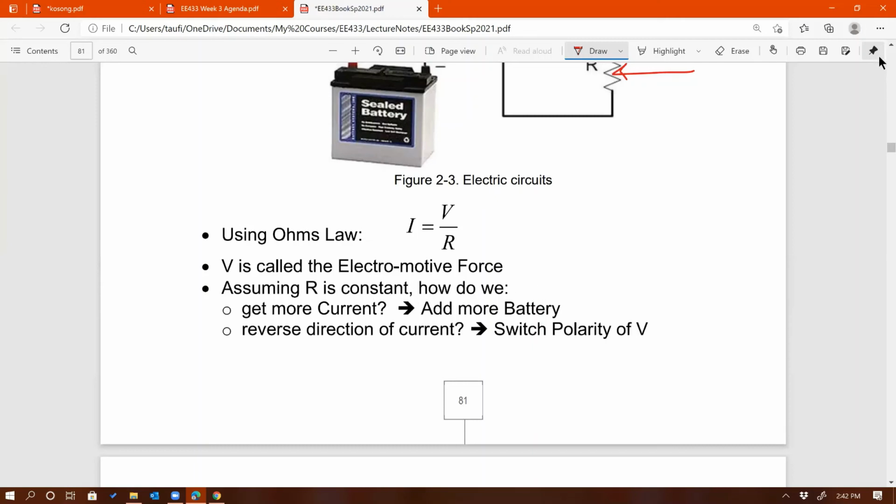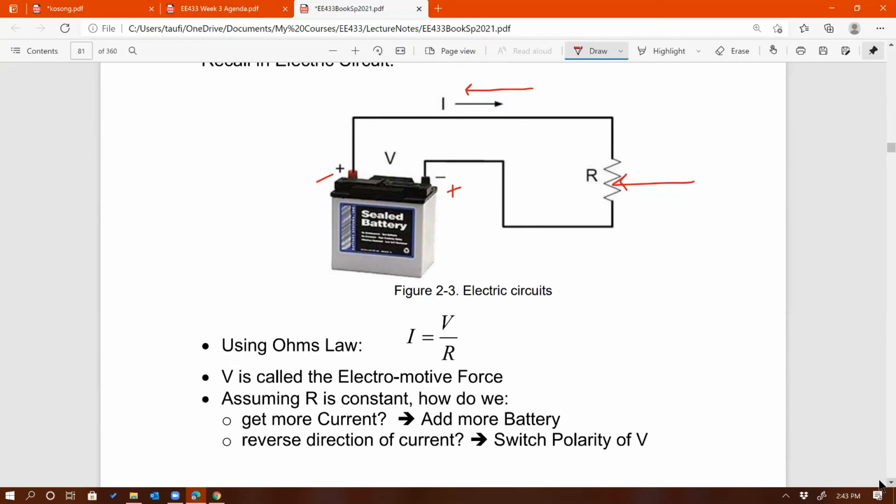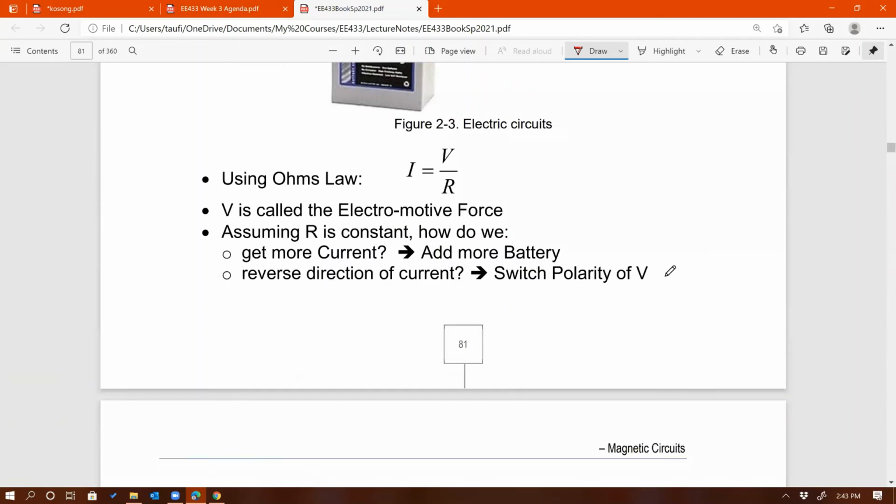How do you reverse the direction of the current in an electric circuit? Instead of from left to right, I want current to flow from right to left. That's simple, we just flip the battery so that the plus is over here and the minus over there. Then you can see current flows in the opposite direction. So switch the polarity of V. That's what you do in an electric circuit.